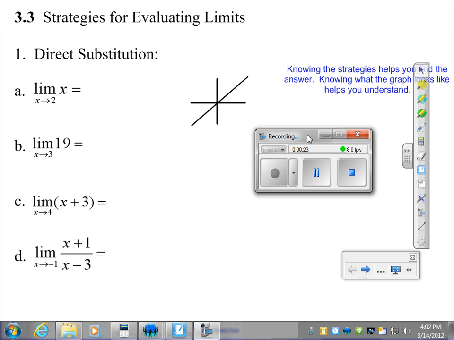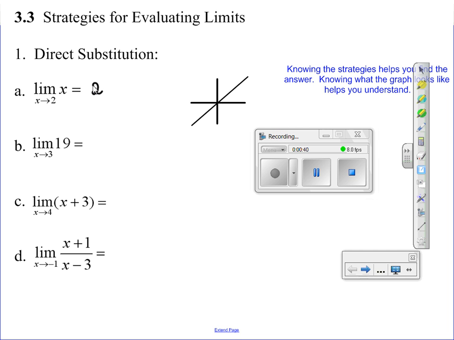Now remember, if a graph is continuous, or in other words, there are no asymptotes, no holes, it's not a piecewise function, you're just finding the y value. So to find the y value when x is 2, you plug 2 into the equation, in this case just x, so the answer is going to be 2. As the x value approaches 2, the y value will be the same. For question B, it's a constant function, so no matter what, it's always going to be 19. For this linear function, x plus 3, we put in 4, and the y value that goes with that is 7. That's the y value when x is 4.